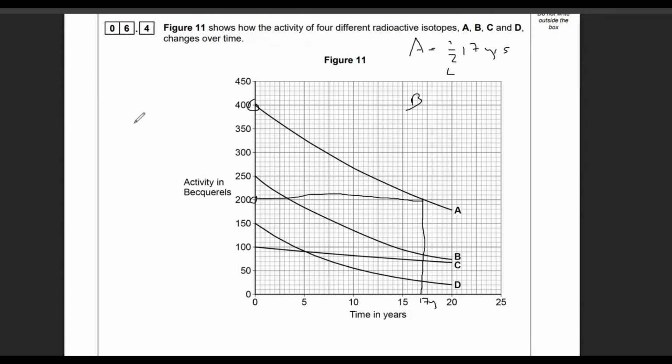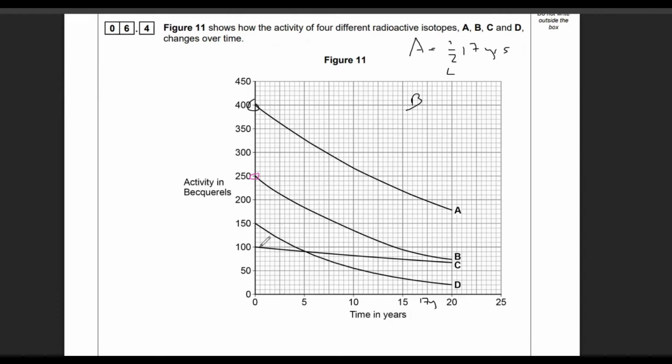Let's check out B. I'm going to do a different color for B. Maybe I should just delete all of that. Let's rub that out. Okay, guys, let's do B. So B starts at 250. Do you know what half of 250 is? 250 divided by 2 is 125. Let's go down to 125.